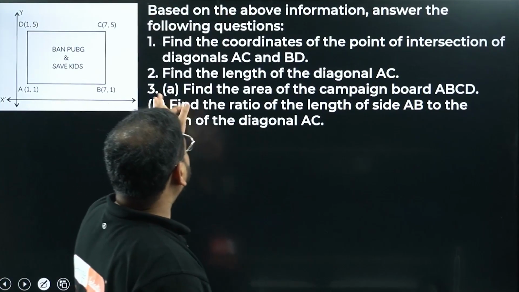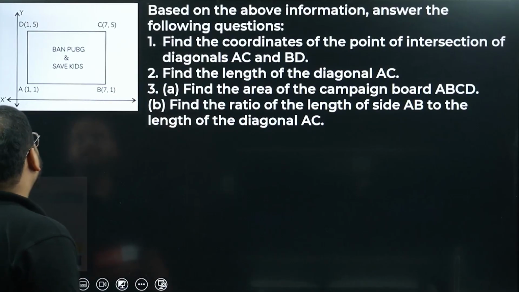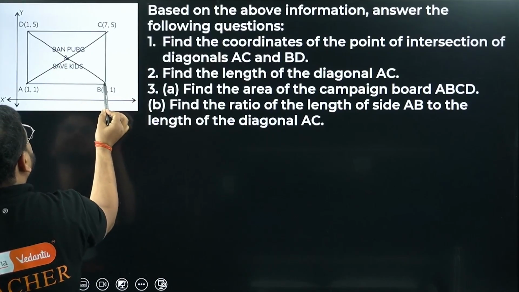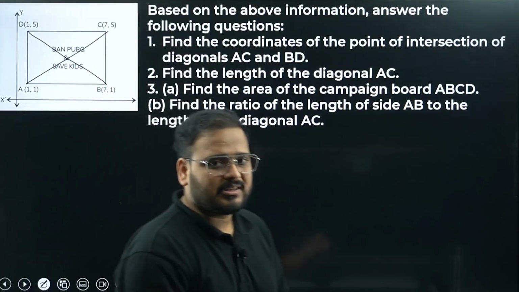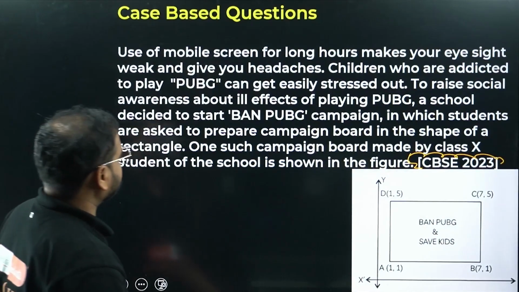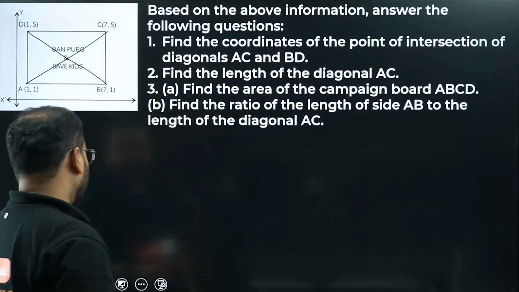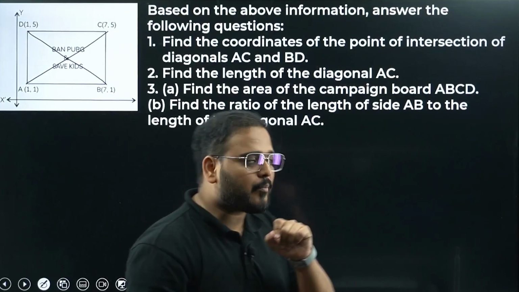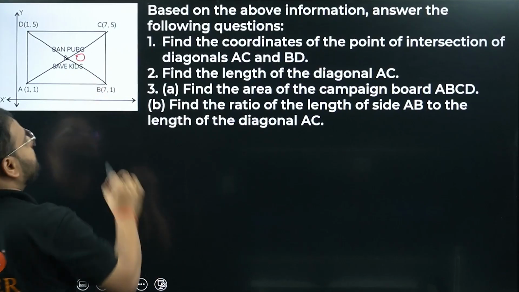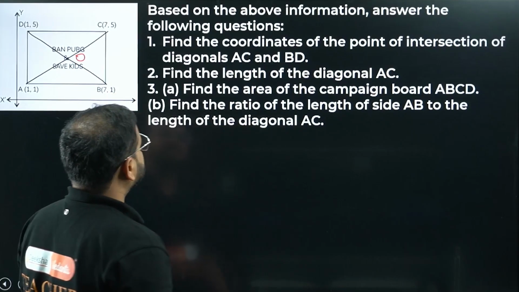First one, find the coordinates of the point of intersection of the diagonals AC and BD. Diagonal AC is this, diagonal BD is this. It's a rectangle, please check. It means the diagonals bisect each other, so you'll have a common point of intersection. Let's say this is point O. So find the midpoint of AC.